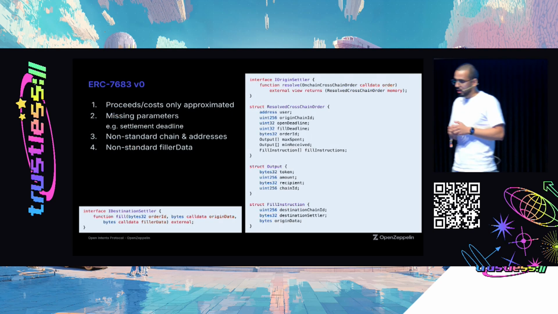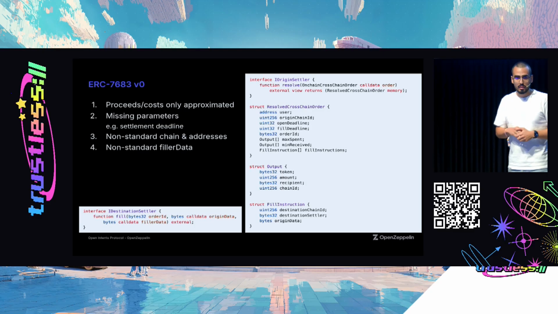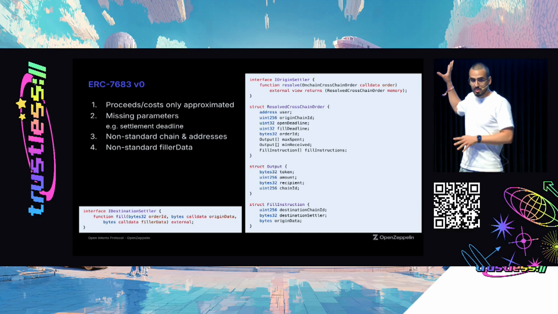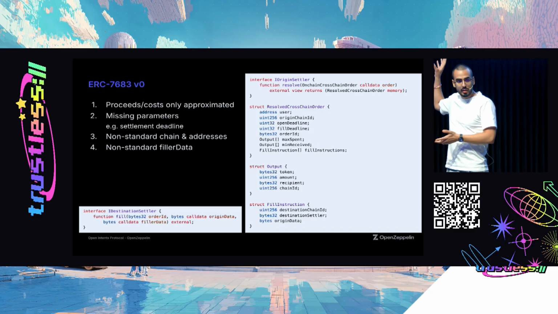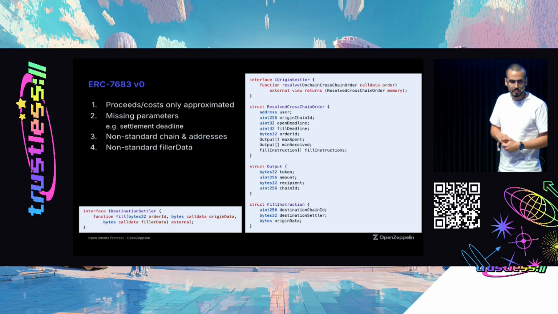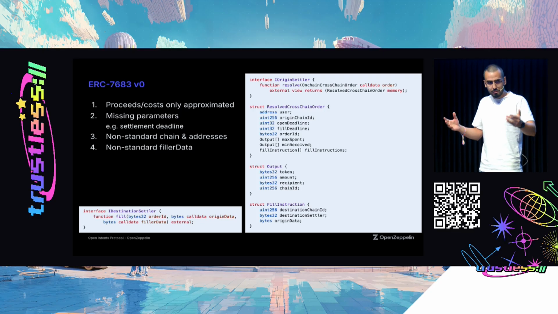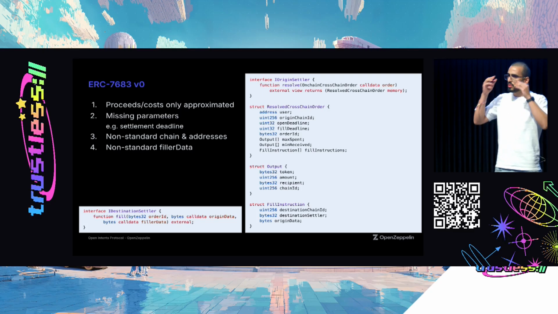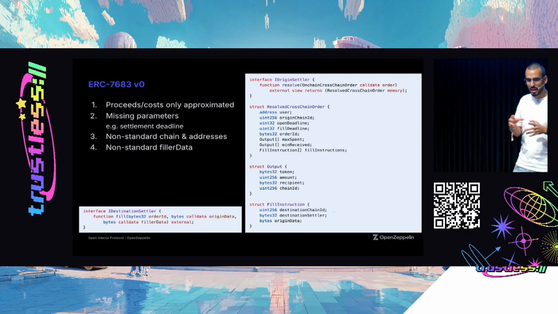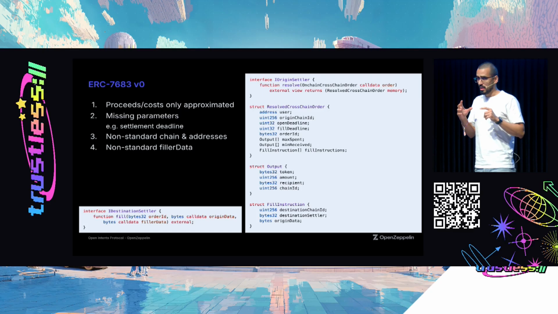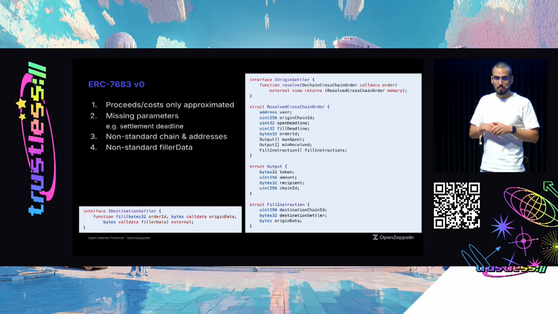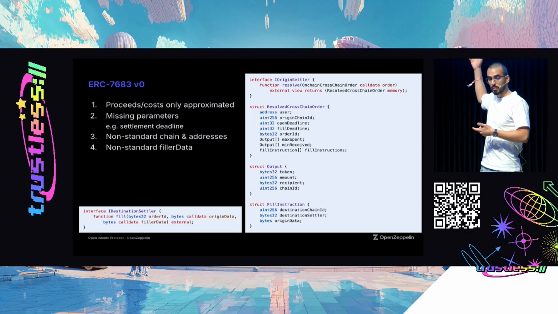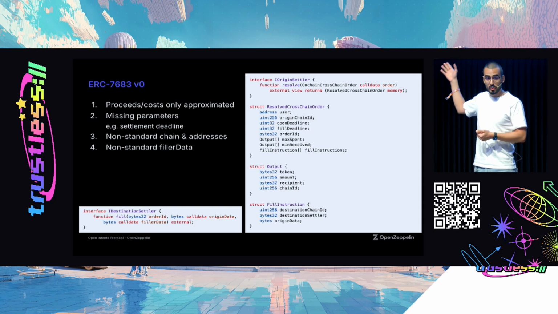So I'm just going to go over a few more issues that this standard has. This is the other half of the interface that the standard defines. The first problem listed here is that the proceeds and the costs of an order are only approximated, and in some cases extremely coarsely. And this is the max spent and min received parameters there.